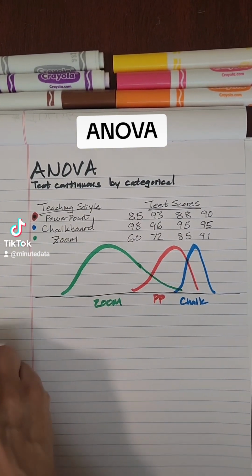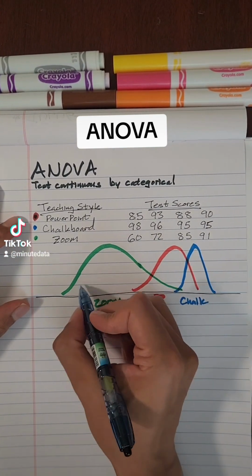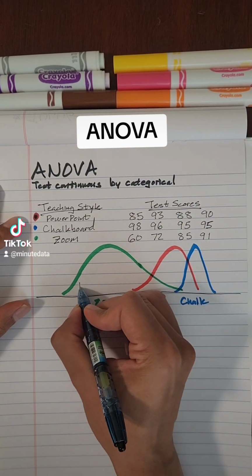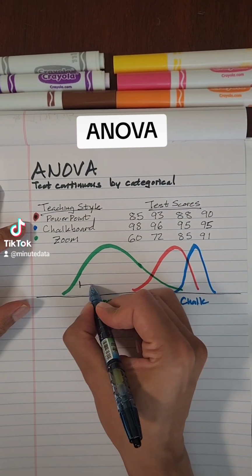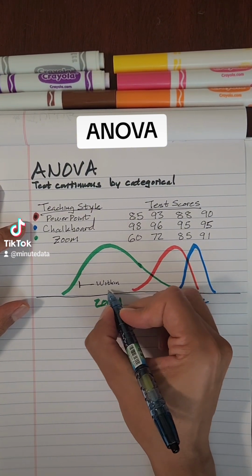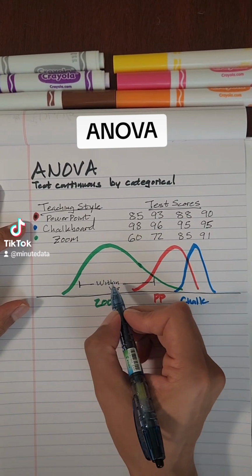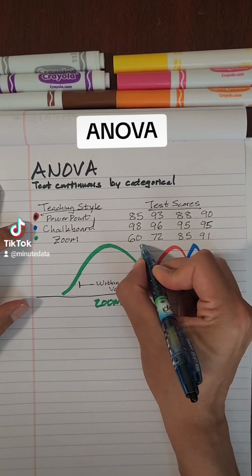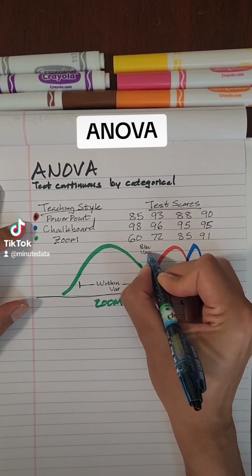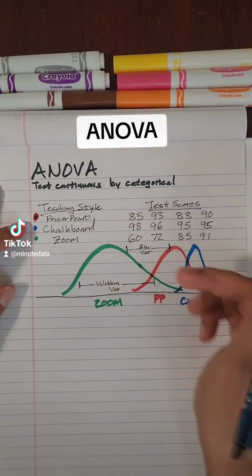So there's two things we want to look at for looking at ANOVA. One is the within variation, which is within a given category, how much variation is there? So this is within variation. So within the green, this is how much variation there is. And then we're also interested in between variation. So between the different categories, how much variation is there?